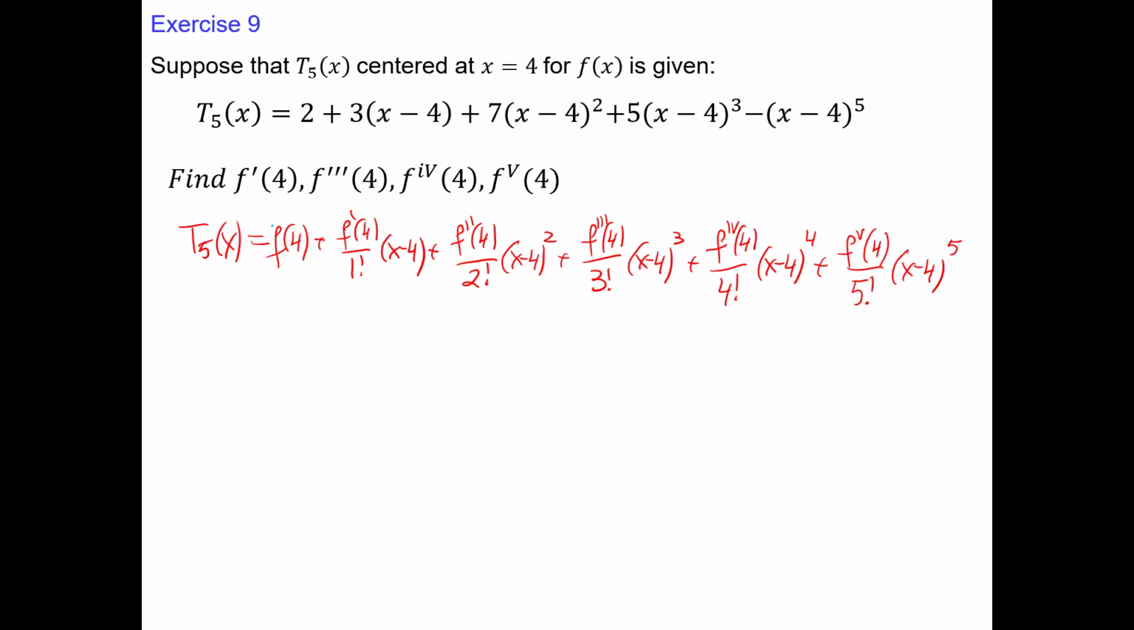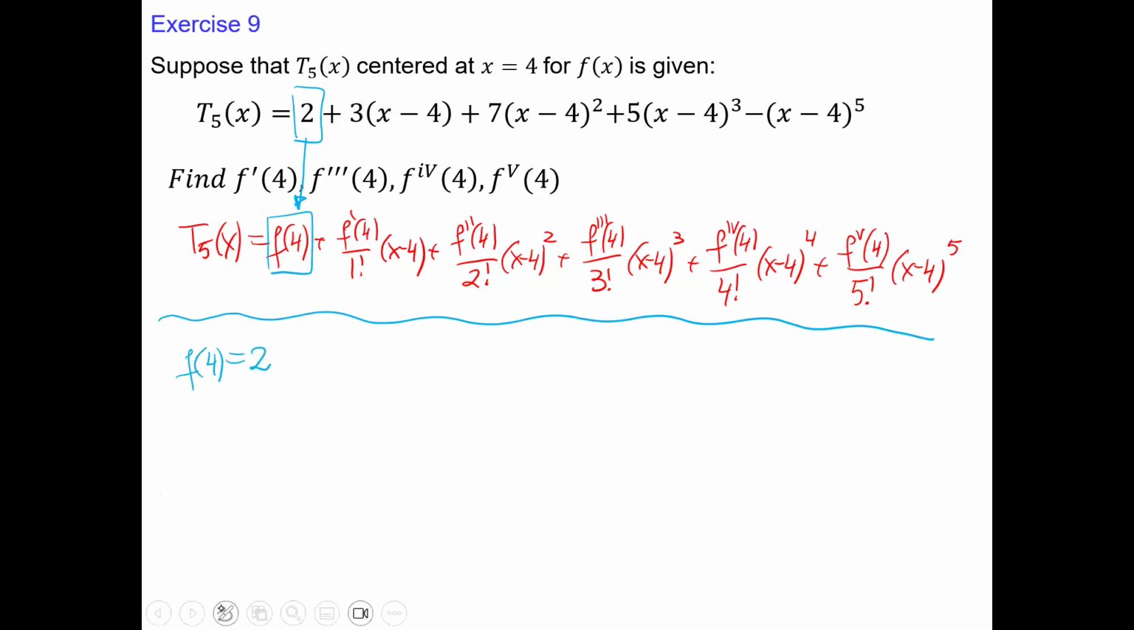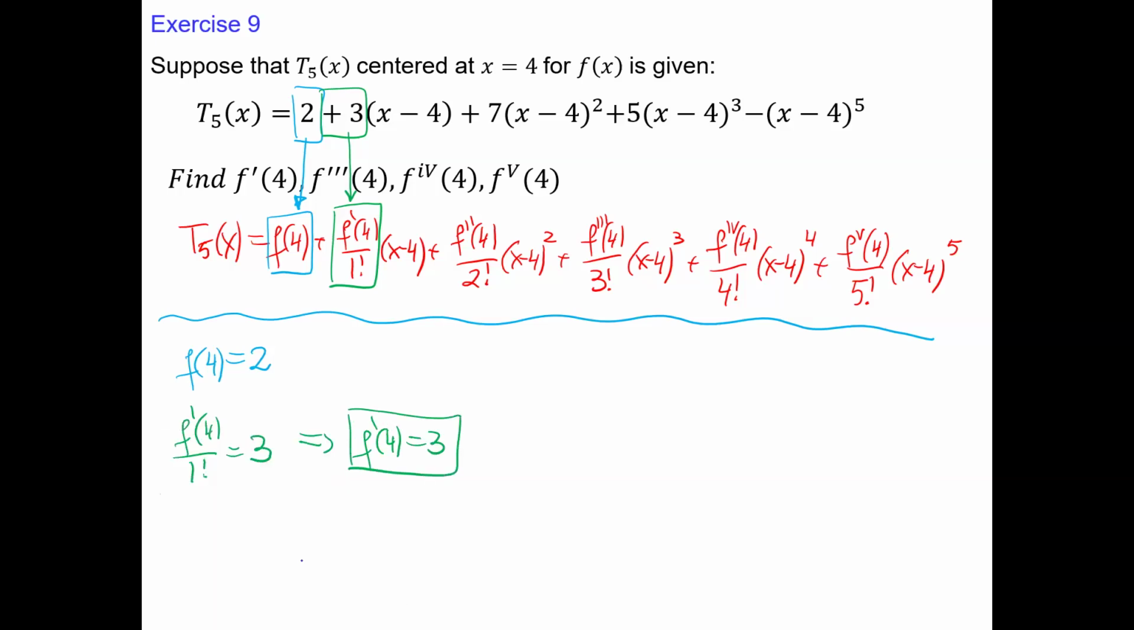Okay, so now let's take some colors. This is the value, yes, they correspond. f of 4, actually we are not asked to find f of 4, but f of 4 is 2. Now, this coefficient of x minus 4 is positive 3. That's f prime of 4 over 1 factorial, which is just f prime of 4, equals 3. Then we can say the first derivative at 4 is 3. Yes, just comparing the coefficients.